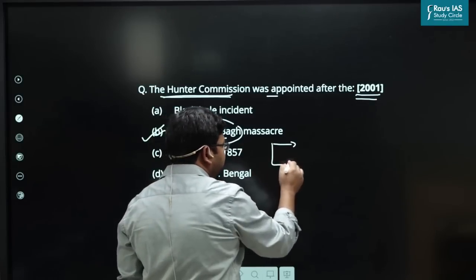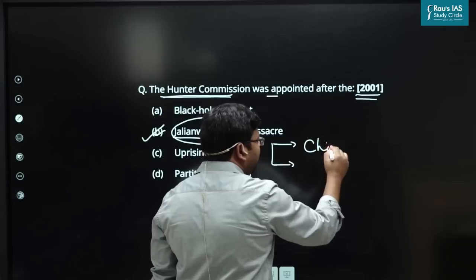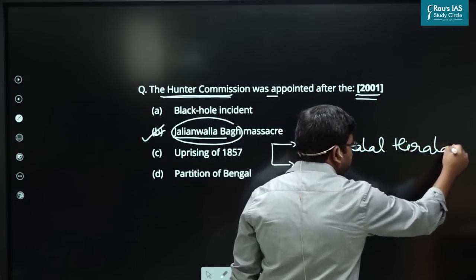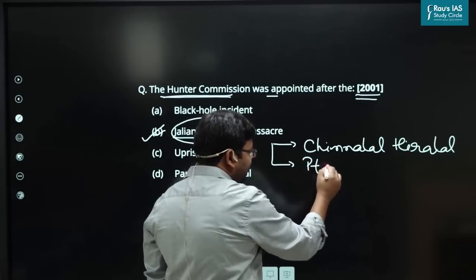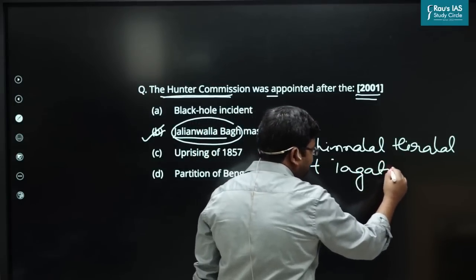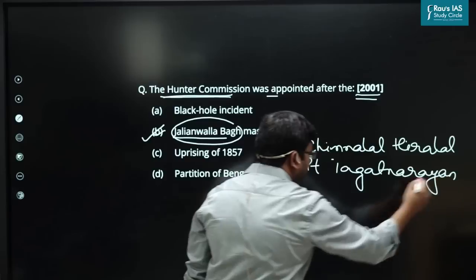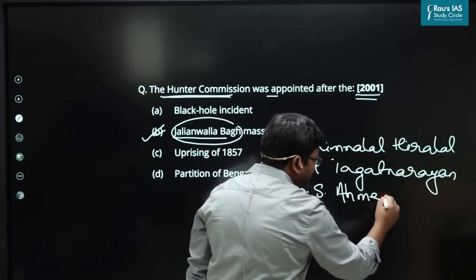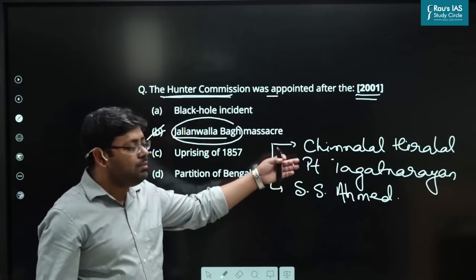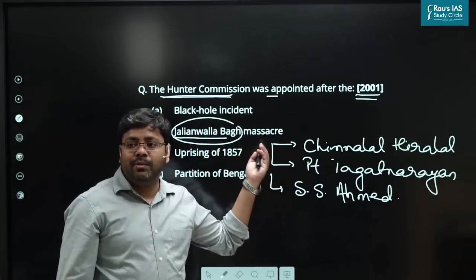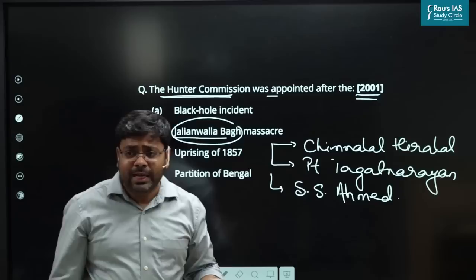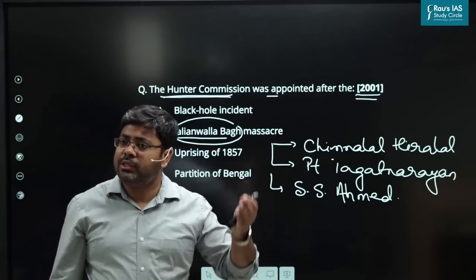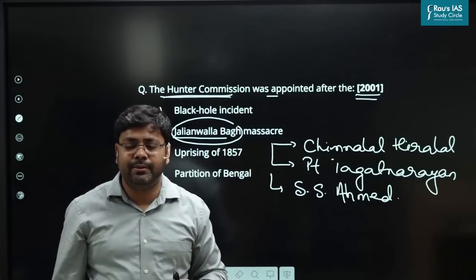The three prominent members from the Indian side were Chimanlal, Hiralal, Pandit Jagat Narayan, and Sahibzada Sultan Ahmad. They were the three members from the Indian side. But certainly the committee was just an eyewash, and it did not give any punishment to Dyer. Dyer was just removed from services. He was recalled to England, but he was not given any punishment.